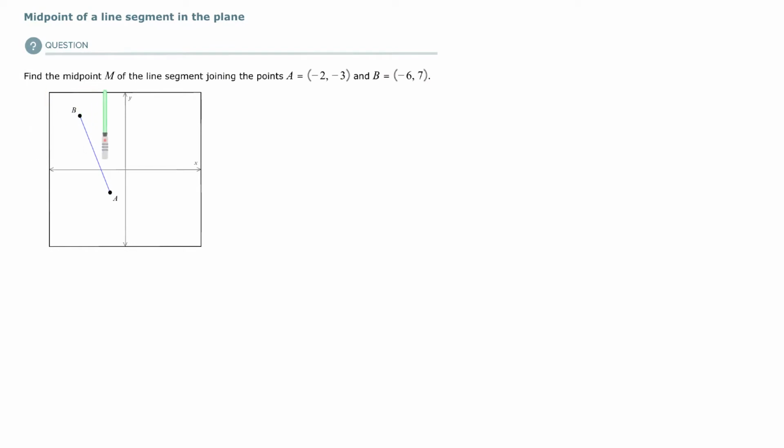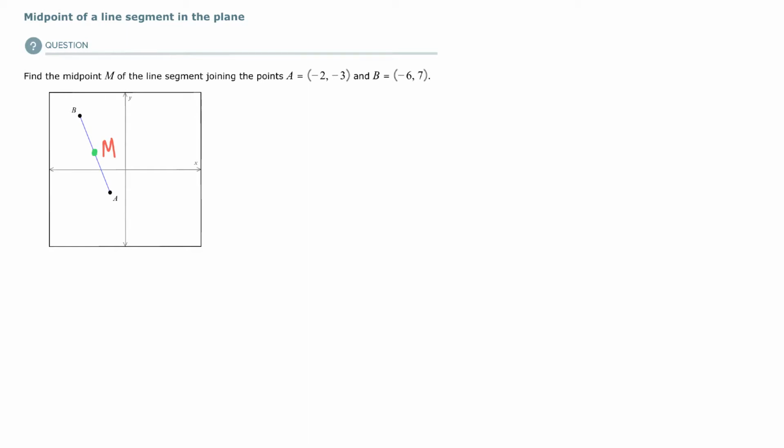Let's find the midpoint M of the line segment joining the points A equals (-2, -3) and B equals (-6, 7). And here's a little illustration of what's going on. There's actually a line segment that's taking up the space in quadrant 2 and quadrant 3, and our goal is to find the midpoint M here. So the question is, can we find it? And is there a formula for it?